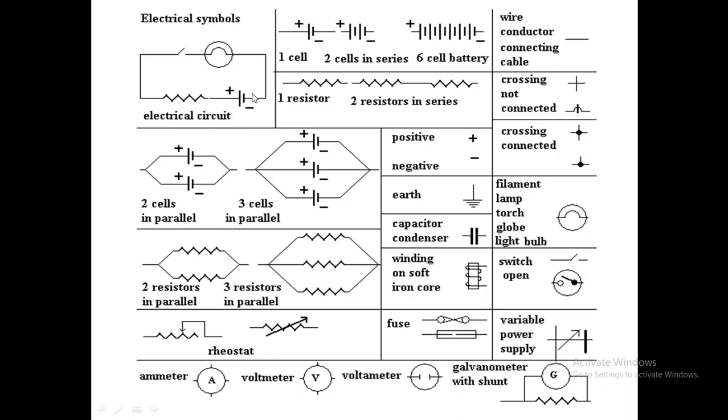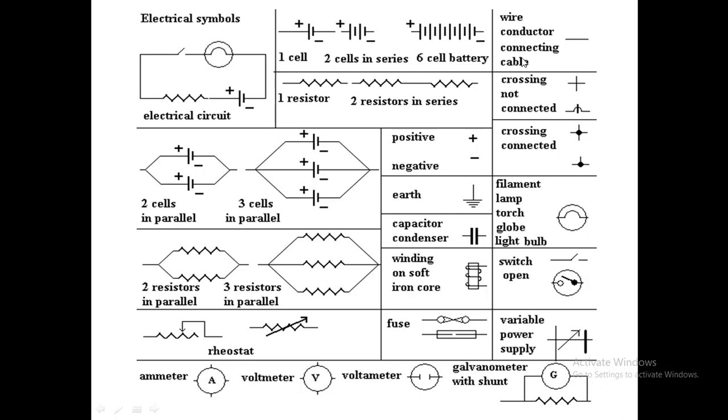This is an electric circuit. Here you can see a cell, a resistor, a bulb and a key which is open. It means the circuit is not complete. Whenever you close the switch, the circuit is complete and the current passes from the positive terminal to the negative terminal. This is the symbol of a single cell. Now here you can see two cells in series. Negative of the first cell is connected to the positive of the second cell. A 6-cell battery means 6 cells are combined in series to form a battery.